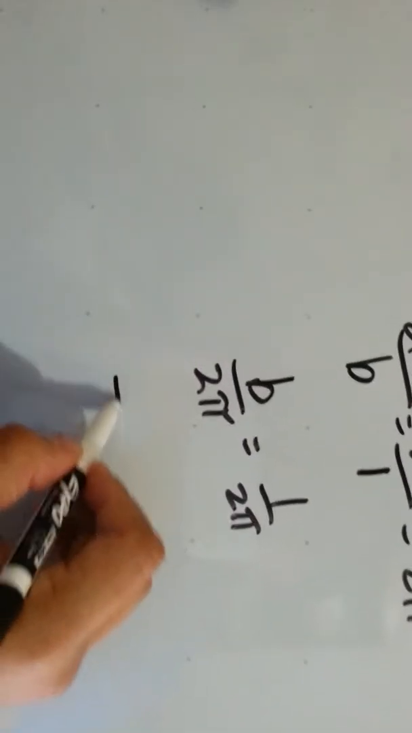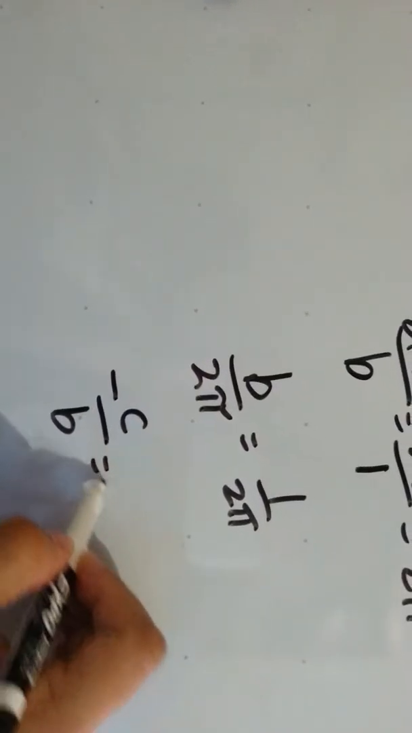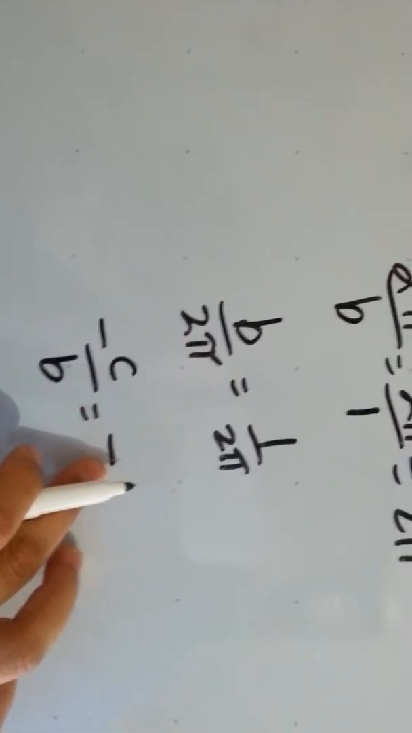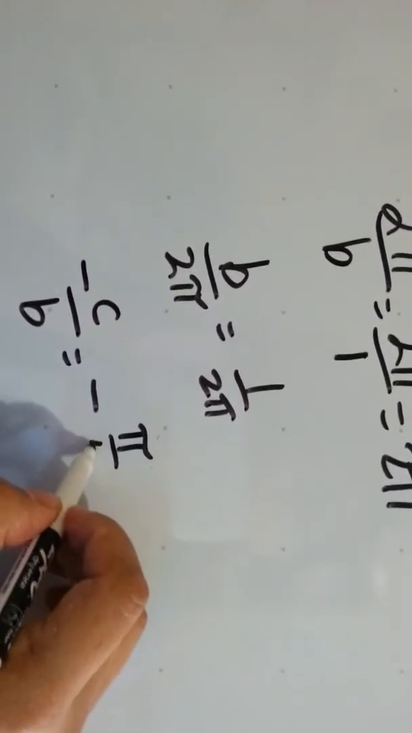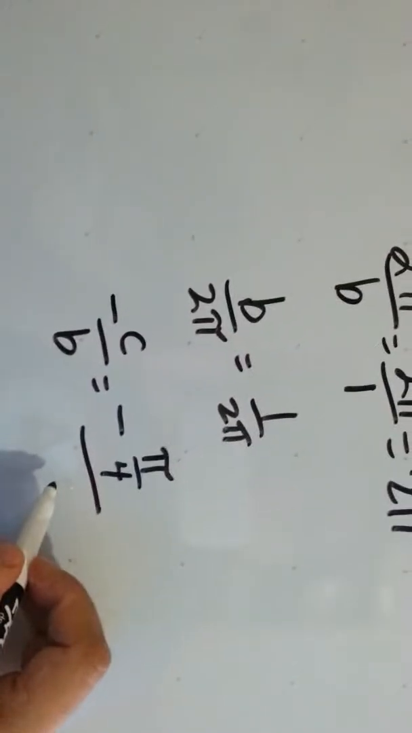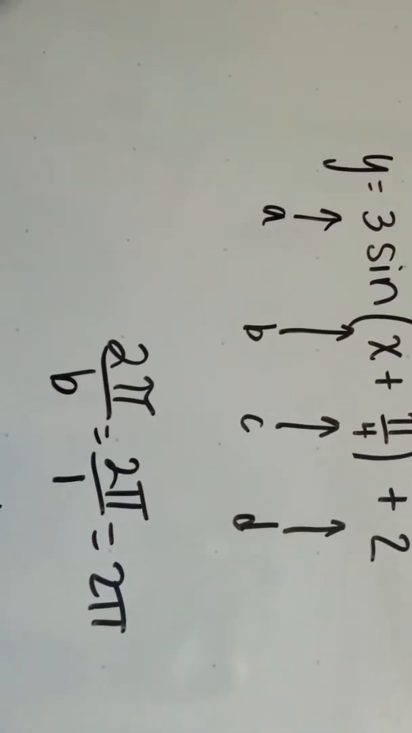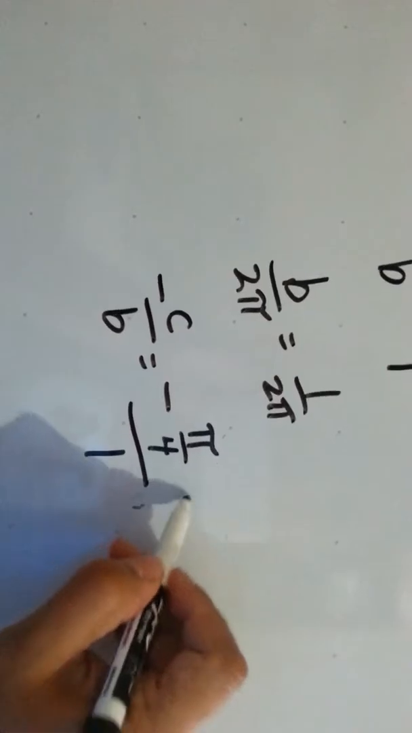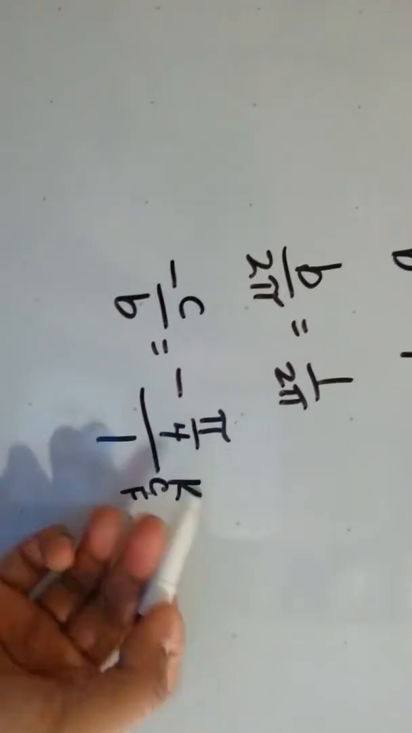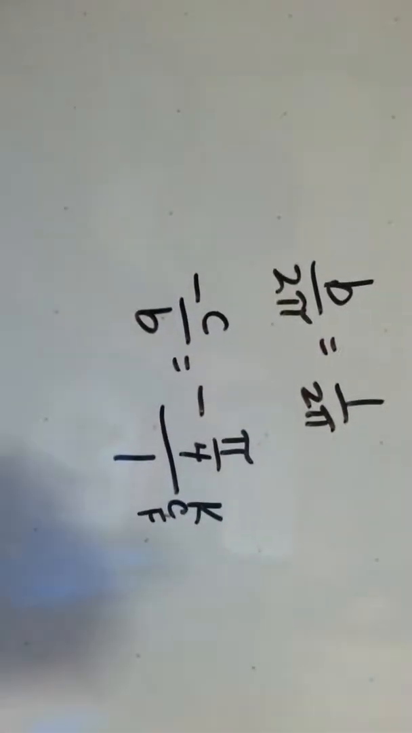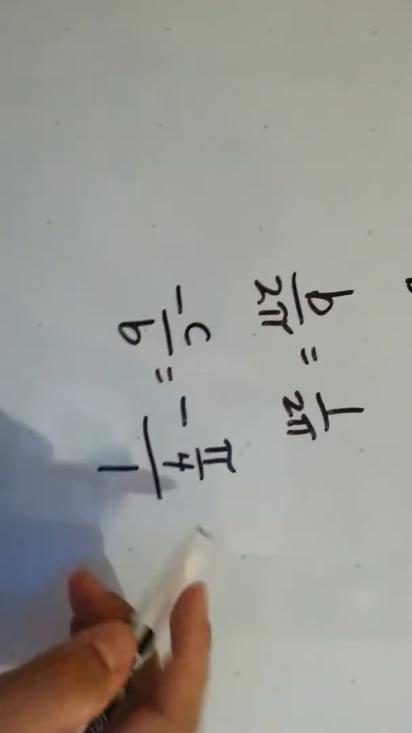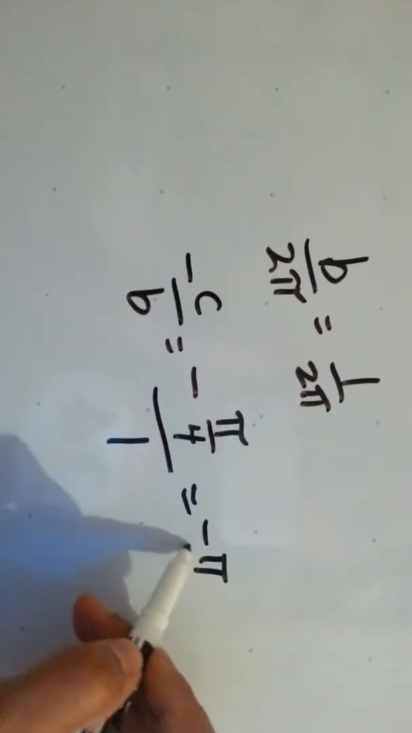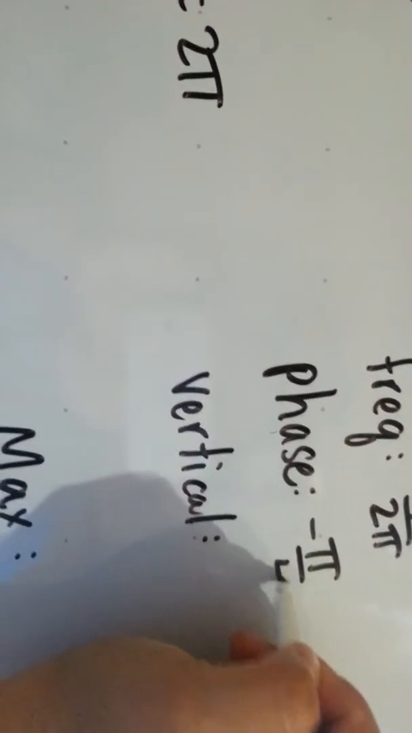Phase shift is going to be negative C over B. Negative, never forget the negative sign. What's the C value? C is pi over 4. And we're going to divide by the B value. B is 1. And once again, we do keep, change, flip, but it doesn't matter. Anything divided by 1 is itself, so we don't even have to do this. So it's just negative pi over 4. Okay, negative pi over 4.